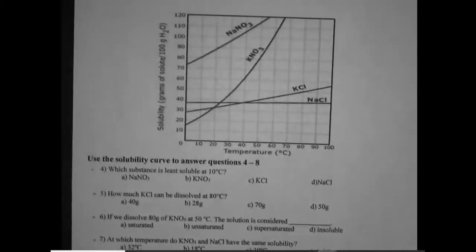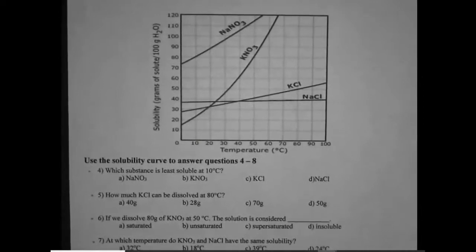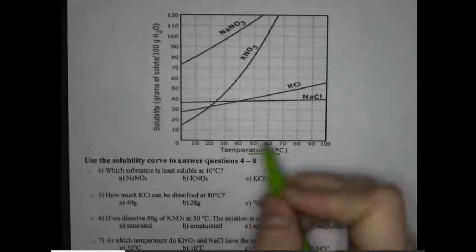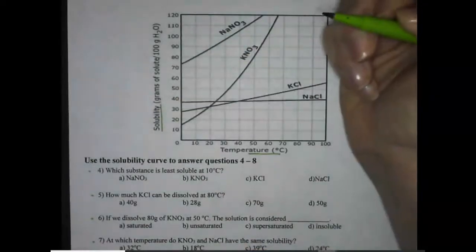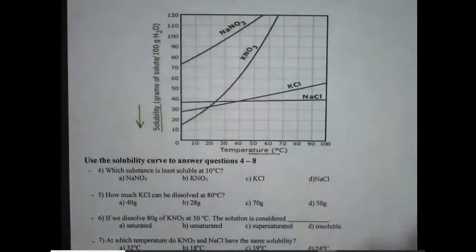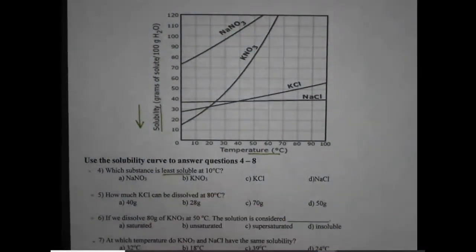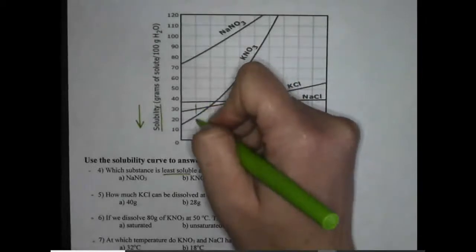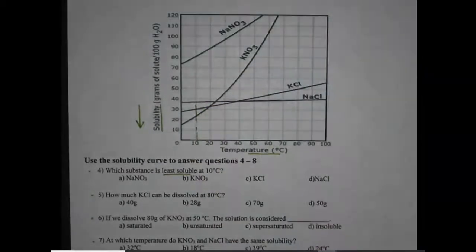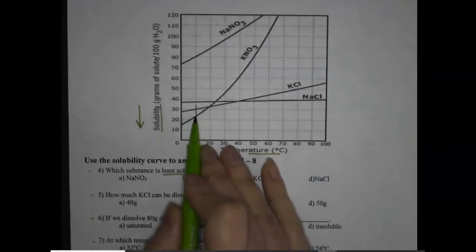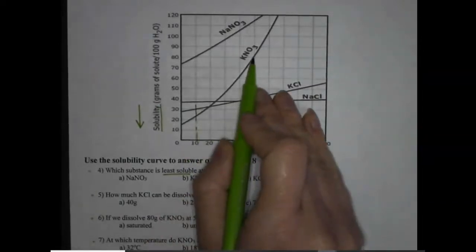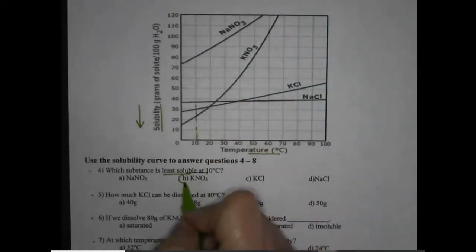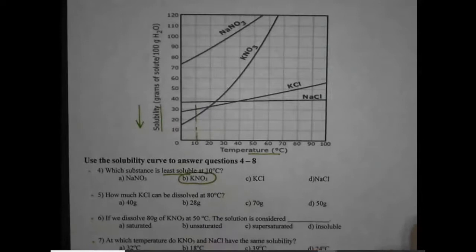For number 4, it says, which substance is the least soluble at 10 degrees Celsius? First thing you need to remember is I've got temperature on the x-axis and solubility on the y-axis. So least soluble means lowest. At 10 degrees, right here, if I make a little dotted line, the least soluble is the first one I cross, and that is KNO3, potassium nitrate. That one dissolves the least amount at that temperature.